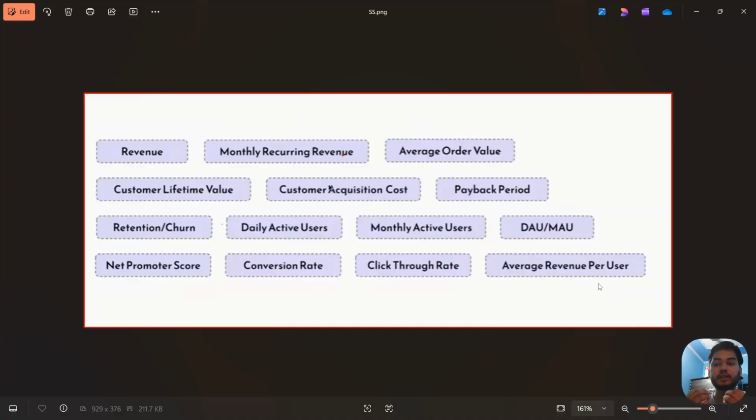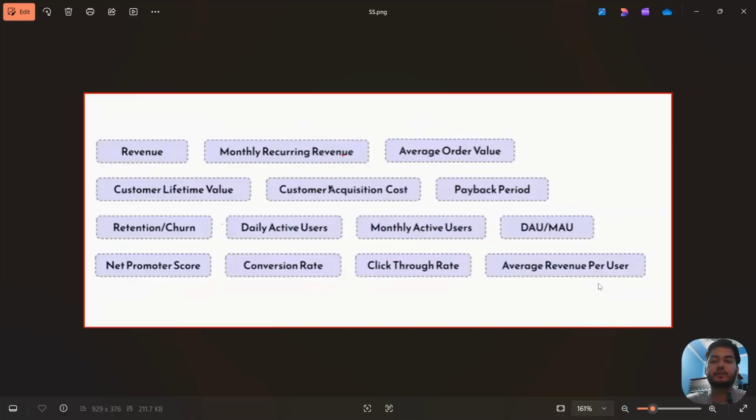The time it takes to recover the cost spent on acquiring a customer is your payback period. It means if I'm spending X amount of money to get the customer to purchase our services, that period, or that difference of time, is going to be the payback period. So the time taken to recover the cost spent on acquiring a customer is your payback period.